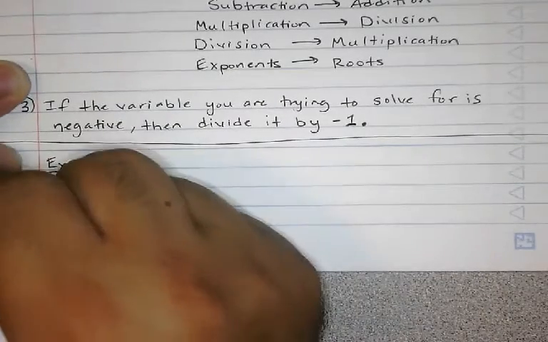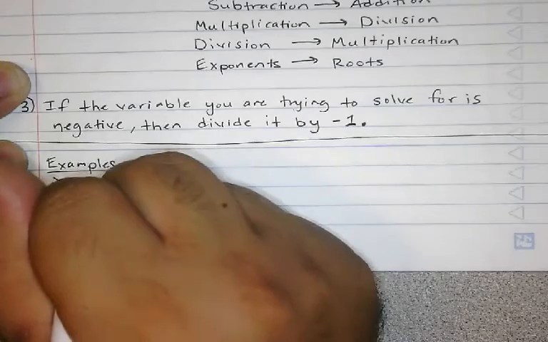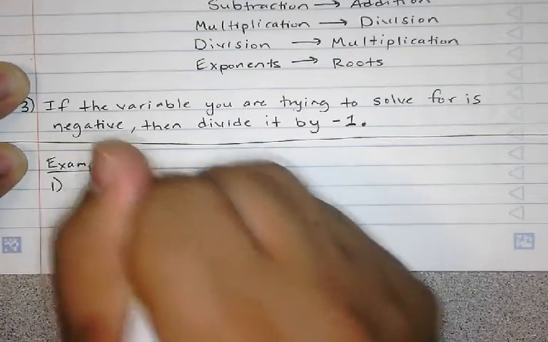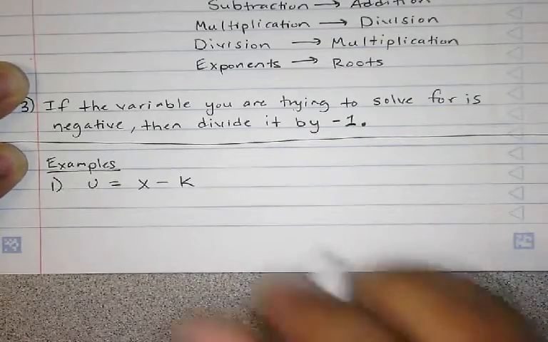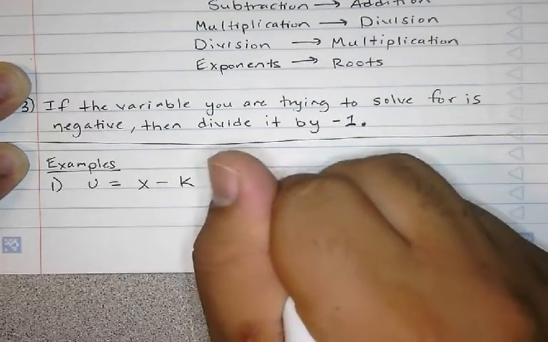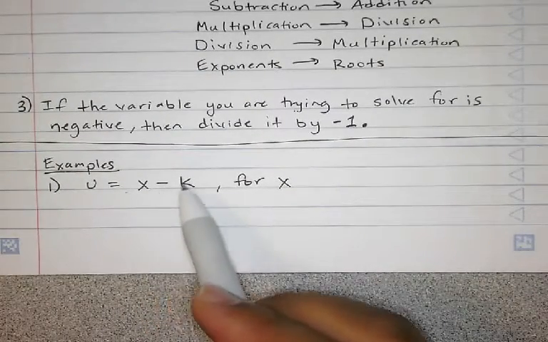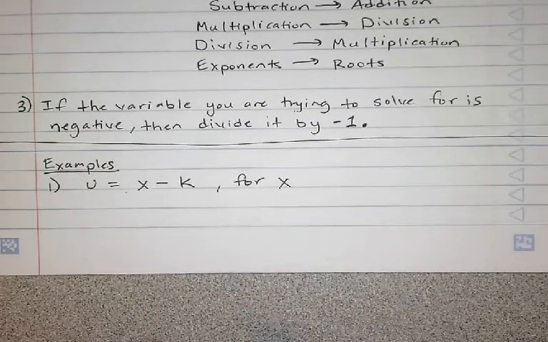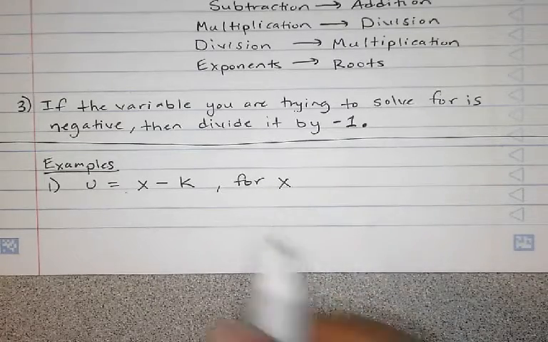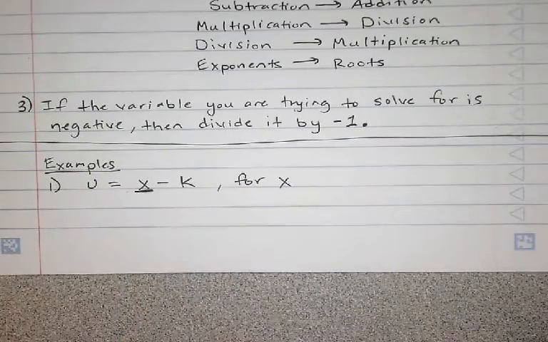Okay, so example 1, let's say I have u equals x minus k, right? And I want to be able to solve for x. So if it's u equals x minus k, I want to solve for x. So I want to identify what I'm trying to solve for. I'm trying to solve for x, right? So I'm going to underline it. That's what I'm trying to solve for.